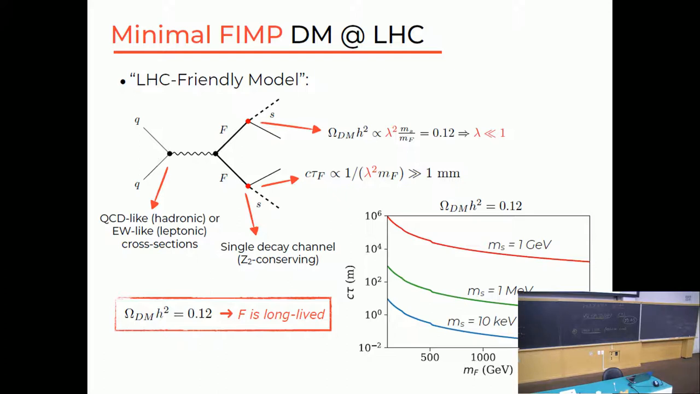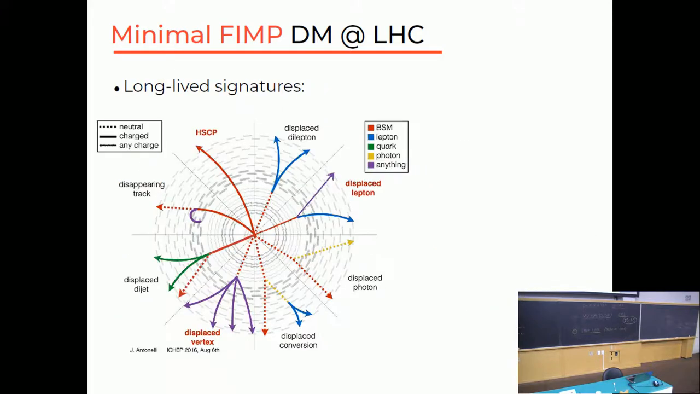Just to get an idea, here I'm considering a mediator of a few hundred GeV up to 2 TeV, and the lifetime times c, a convenient way to measure the lifetime, is of order of centimeters up to thousands of kilometers. So once this F is produced at the LHC, it will propagate and decay somewhere, either outside the detector or inside the detector. And from now on, I will talk only about lifetime, just replacing lambda squared by lifetime. It's a one-to-one mapping. So I can have several possible signatures here.